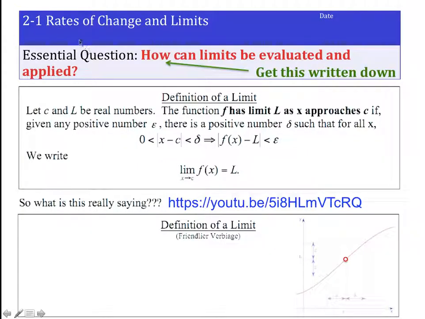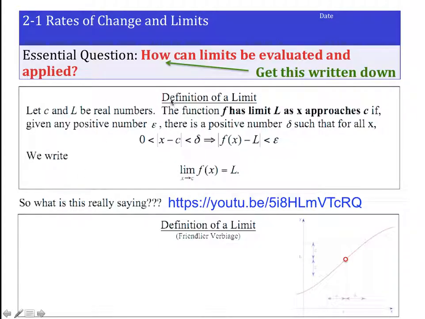So section 2.1, this is the first day of it, and every day we're going to have an essential question. So for today, the essential question is, how can limits be evaluated and applied? So the first thing you want to do is write that essential question down in your notes. I give you a box at the beginning of your notes to put that down. So you might want to pause the video and write that down, and when you're done, go ahead and continue with the video.